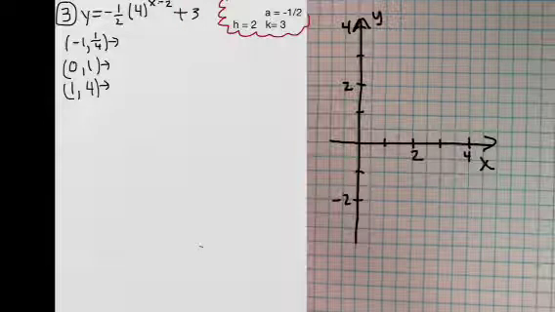Okay. The reference points are -1, 1 over b. Since b is 4, you get 1 over 4. 0, 1, and then 1, b. In this case, the base is 4.